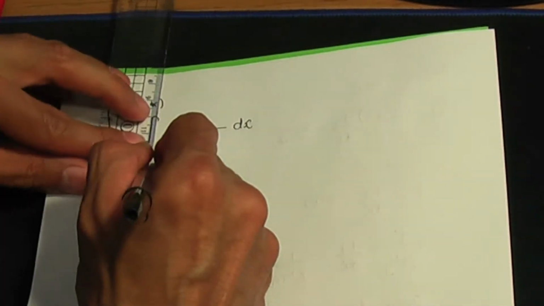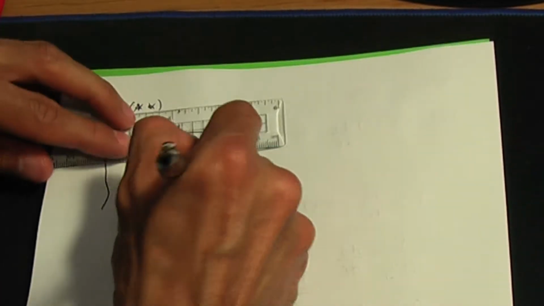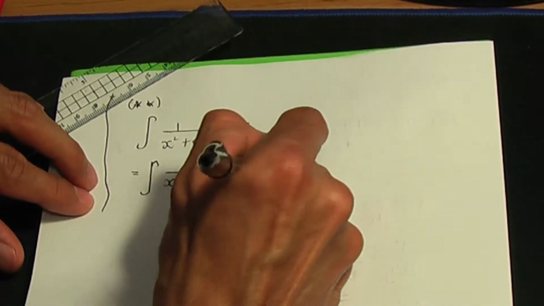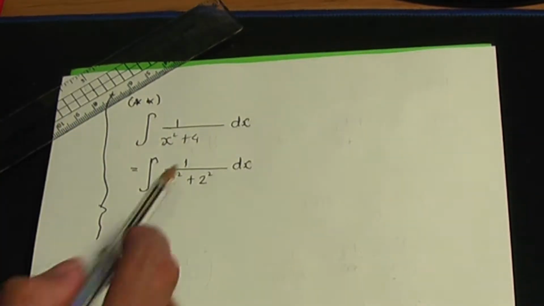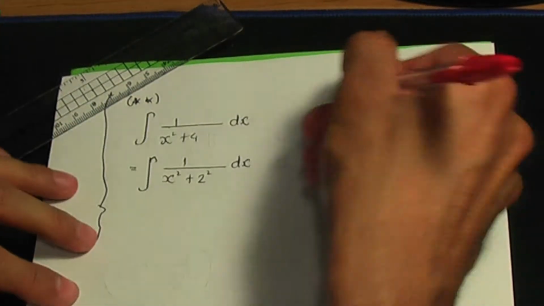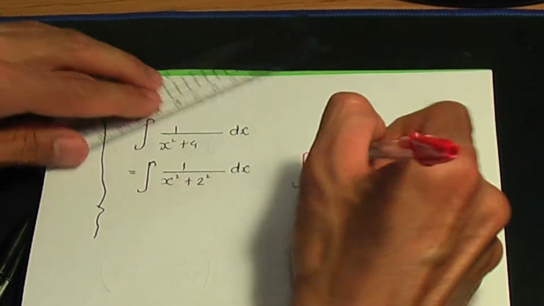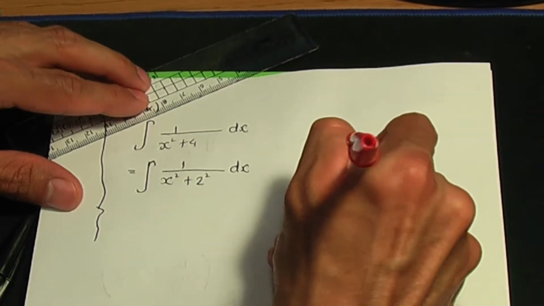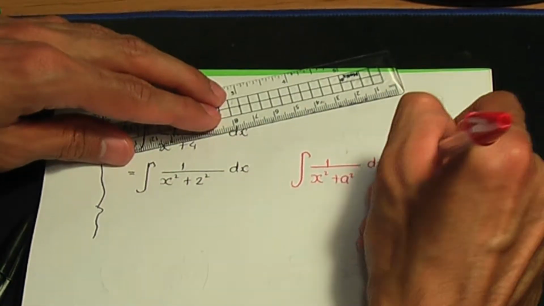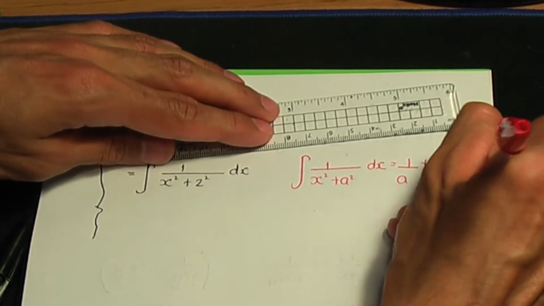So in this case, I can rewrite 1 over x squared plus 4 as 1 over x squared plus 2 squared, as 2 squared is the same as 4. And let me remind you of this result. Remember, to integrate any expression of the form 1 over x squared plus a squared with respect to x, the result is 1 over a tan inverse x over a add c.